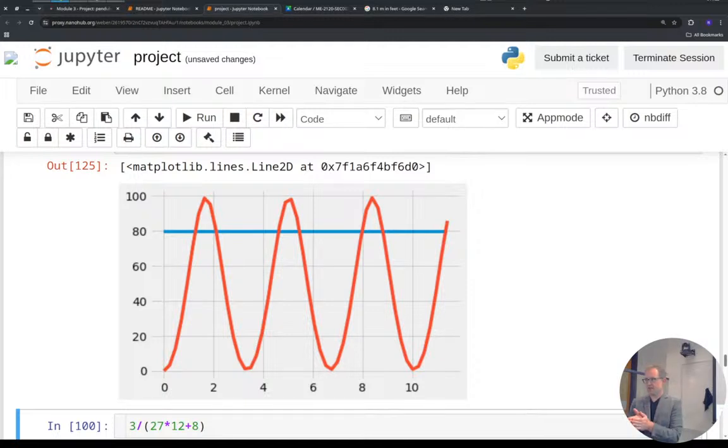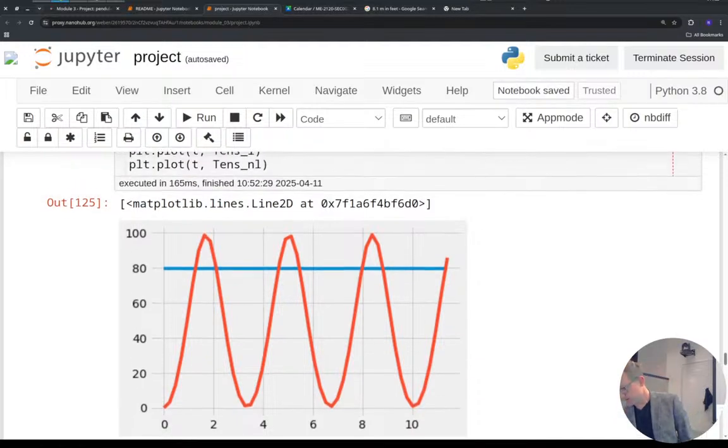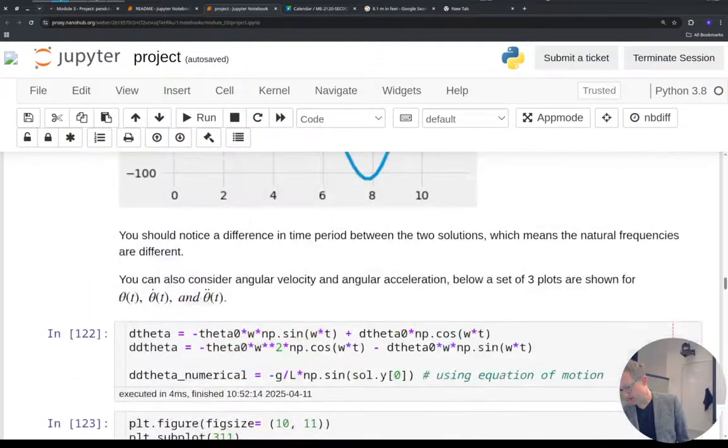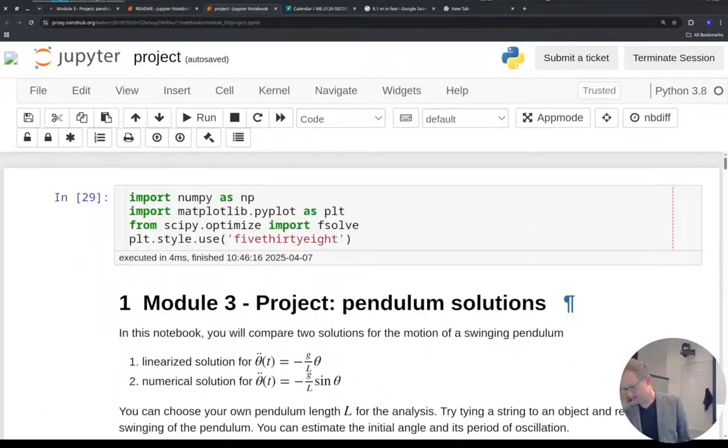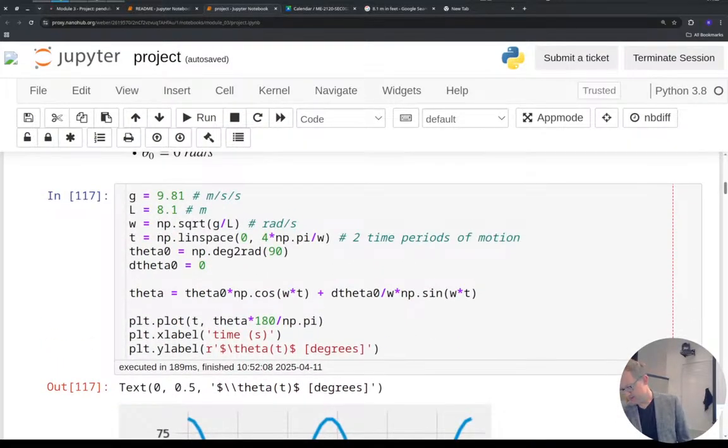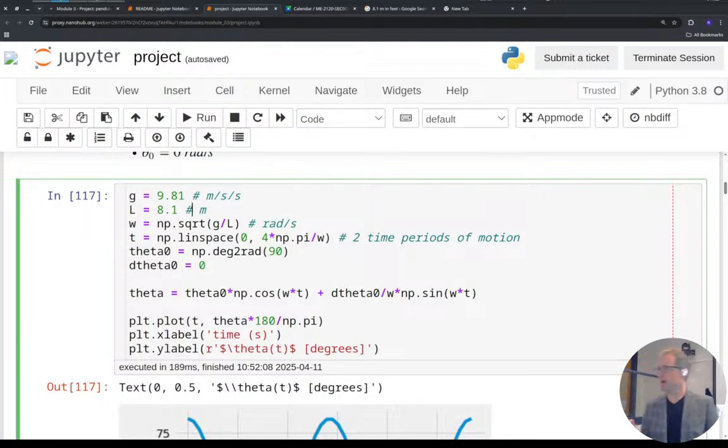Cool. Anything else? What else is going on for project? Yeah. What is the length you have for this pendulum? That's a good question. Let's go back. I got to scroll all the way to the top. 8.1. So I had changed it to match that 27 feet. So 8.1 was like 27 feet and 7 inches or something. Yep. That's why the time is so long, because it's still looking at 2 time periods.